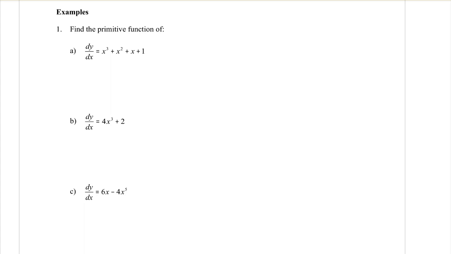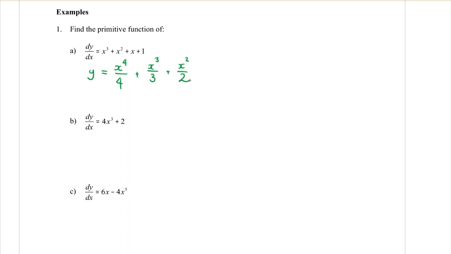So to find a primitive function of dy dx equals x cubed plus x squared plus x plus 1, I'm reversing the process, so I'm going to be going back to the y equation. And for each term, I need to add 1 to the power and divide by the power. So the x cubed term, I'll add 1 to the power, which is a 4, and divide by the power. Then go to the next term. It's an x squared, so I add 1 to the power, becomes cubed, divide by the power. Move on to the next term. X, add 1 to the power, becomes x squared, divide by the power, becomes over 2.